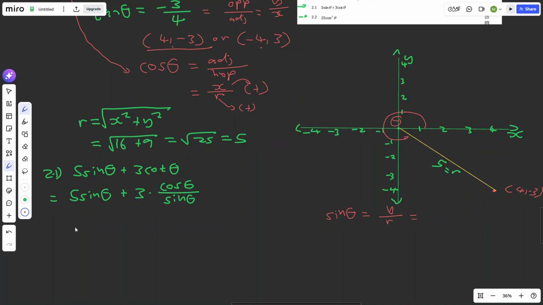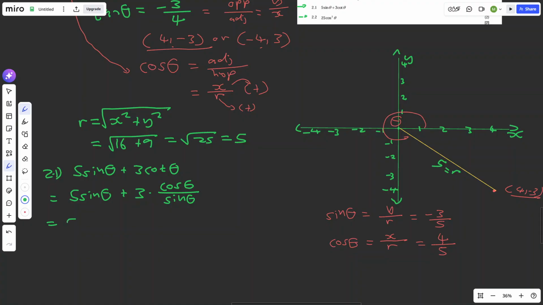So from here, what can we tell? We know the coordinate that we are using is this, right? So it's going to be minus 3 over 5. And then for cos of theta, this is going to be adjacent over hypotenuse. So adjacent is 4 and hypotenuse is 5. So now that we have these values, we can just plug them in.